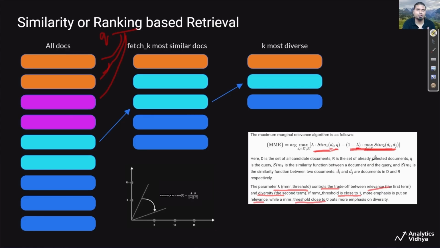Just like you increase creativity in a large language model by increasing the temperature value. Okay, so these are different ranking or similarity-based systems which you can use to retrieve the most similar documents.